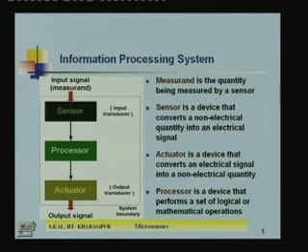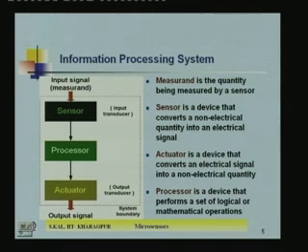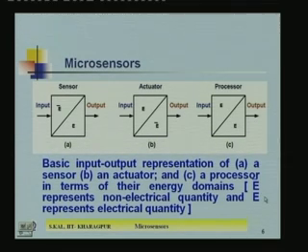So, then the actuator is always at the output side of the information processing system, and it gives the output signal, and that output signal is perceived by the people, that means sensed by the people, and from there they will understand the quality of the input energy, okay. So, now these blocks, sensor, processor and actuator together form an information processing system, or sometimes it is also known as a micro system.